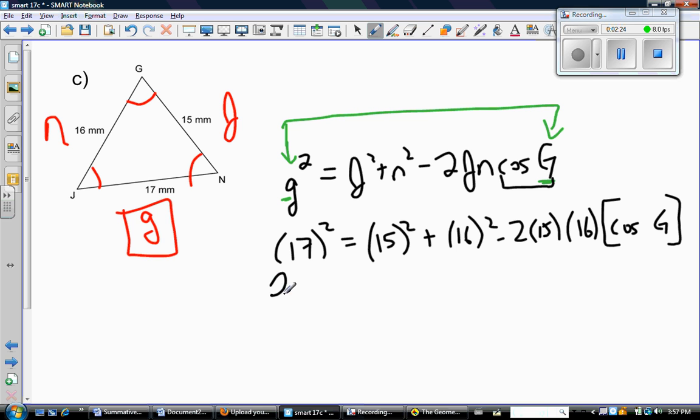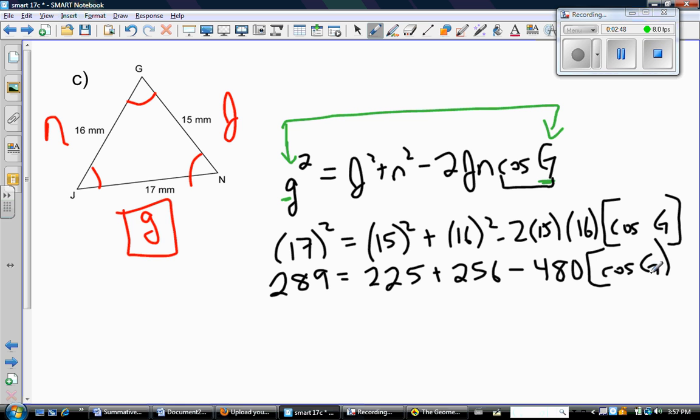So 17 squared is 289, 15 squared is 225, 16 squared is 256, minus, and 2 times 15 times 16 is 480, and again, times cosine G. Okay, so let's now work on isolating. I have to subtract 225 from both sides. I have to subtract 256 from both sides.